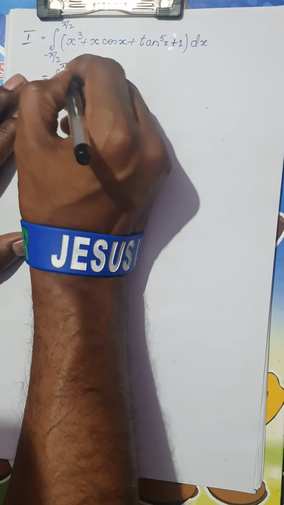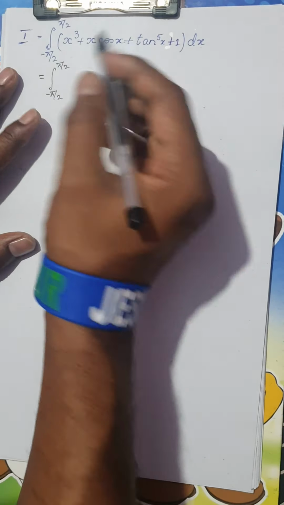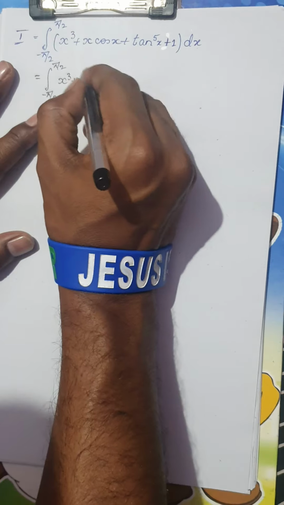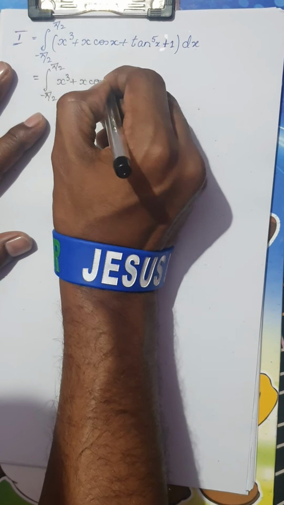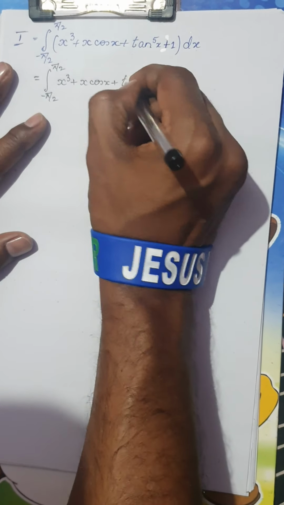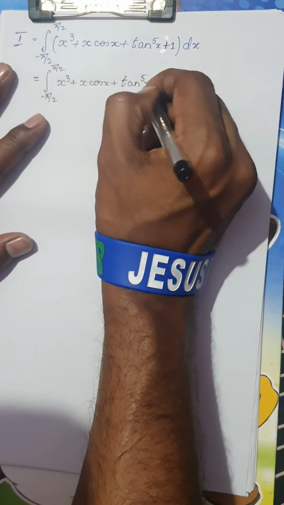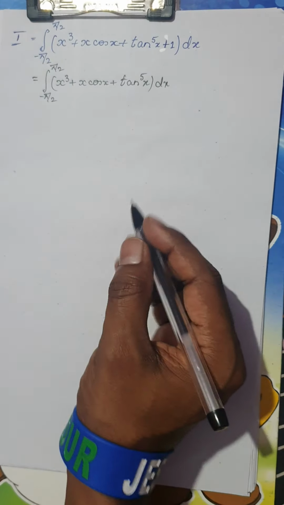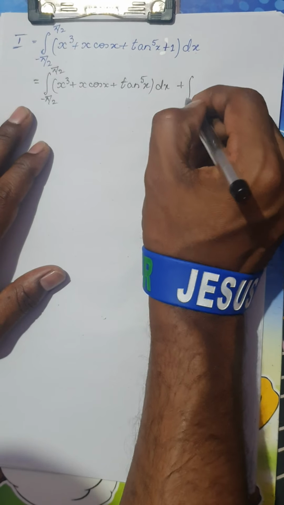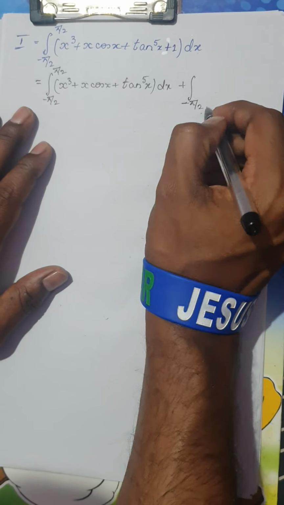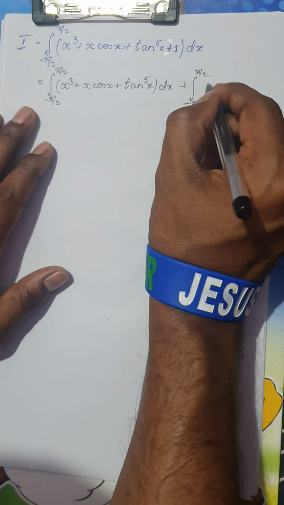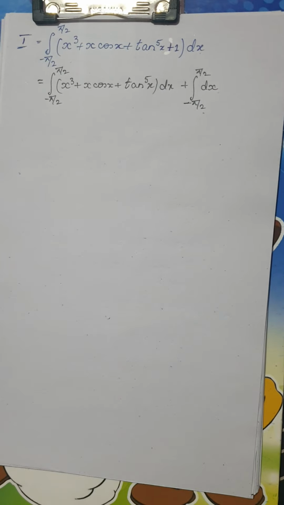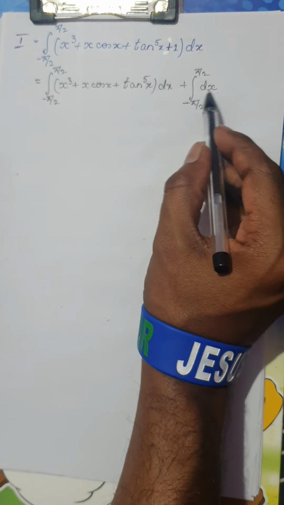Look here, see how I am going to do it. The limit minus pi by 2 to pi by 2 does not change, so I am going to split it as x cube plus x cos x plus tan power 5x dx. These three terms I am going to take within one integral, plus the integral from minus pi by 2 to pi by 2 of dx. 1 dx is simply dx. Now let us solve this later.